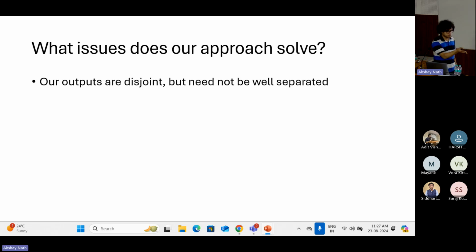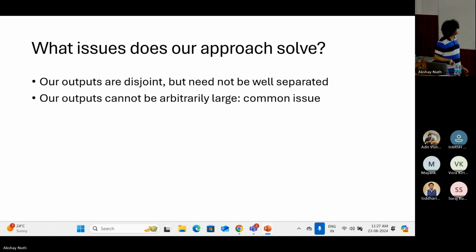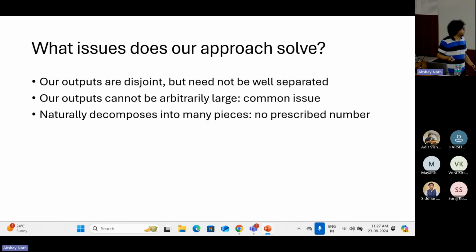Our outputs are disjoint, which is a question that Rahul asked. Our outputs are disjoint, but they do not need to be this fundamentally well-separated thing. Our outputs cannot be arbitrarily large. If you look at the optimization frameworks, you'll see that they output huge subgraphs. In the second paper, there are numbers on that. And I think a very useful thing from an application perspective is that we don't need to give you a prescribed number of pieces and tell you there are this many communities. It'll find out how many dense pieces there are and just give you those dense pieces. So, any questions?